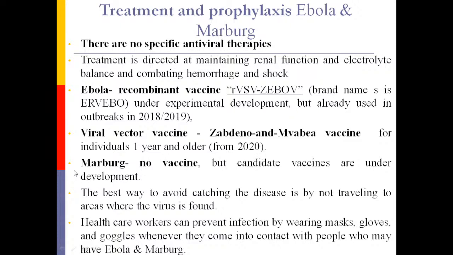For Marburg, there is no vaccine, but candidate vaccines are under development. The best way to avoid catching the disease is by not traveling to areas where the virus is found. Healthcare workers can prevent infection by wearing masks, gloves, and goggles whenever they come into contact with people who may have Ebola and Marburg.